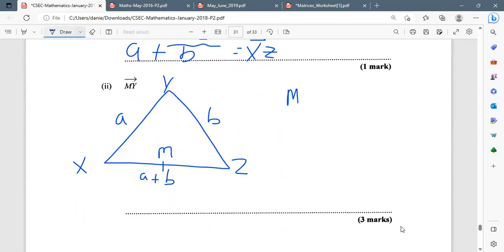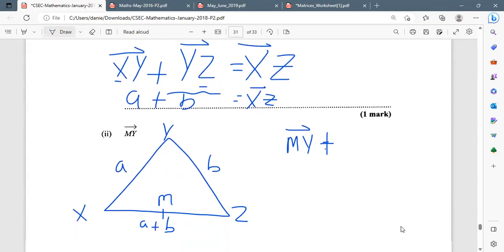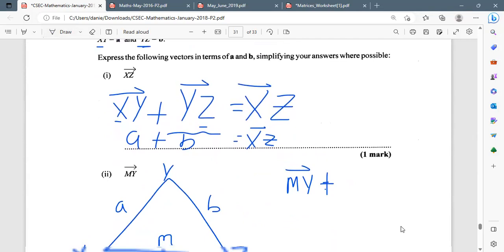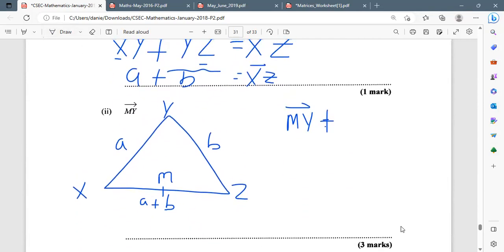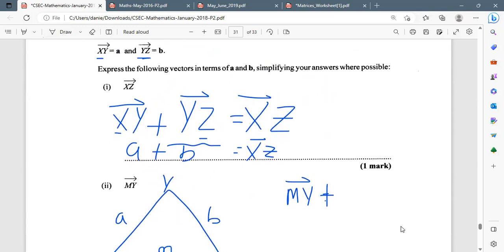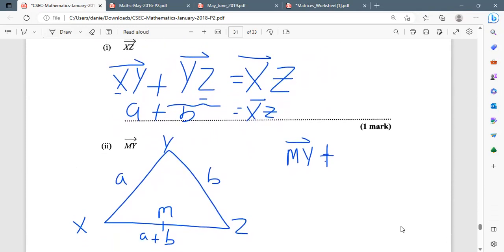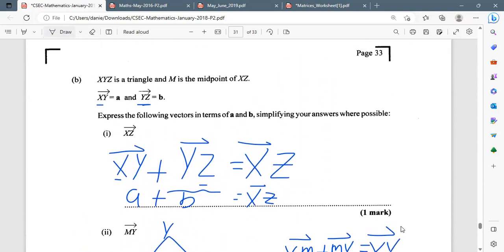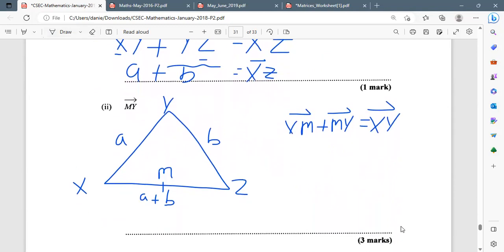We can start with MY. We start with MY plus... let's see what we could add. Do we have M to Z? No. We could have Y to X, but we can't use that. Let's start with something else. If we start with XM, plus MY, that will equal XY.